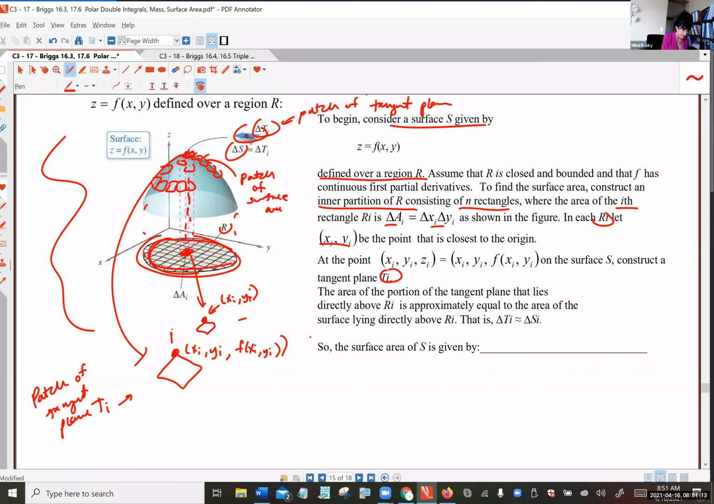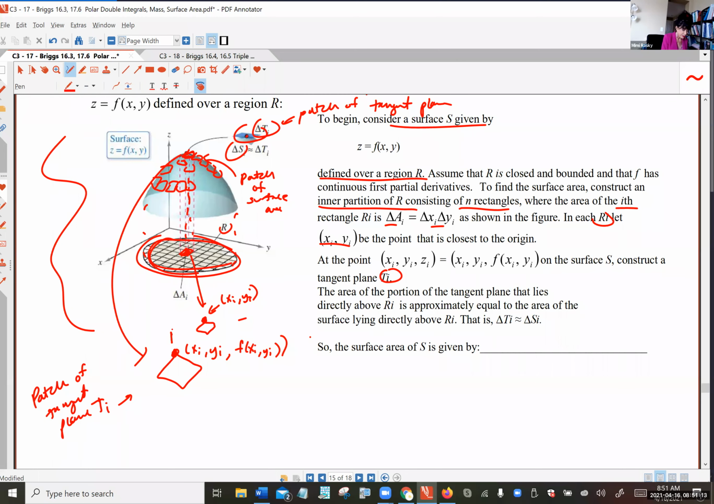Fine. So the surface area of the entire surface, for which we'll take the Riemann sum of all the little surface area patches, is going to be approximately equal to the sum of all the tiny areas of the tangent plane patches. And then we're going to get this little delta T sub i right here, this area. So this is the part that's a little tedious, but here's the good news.